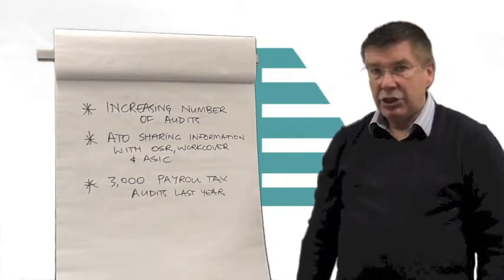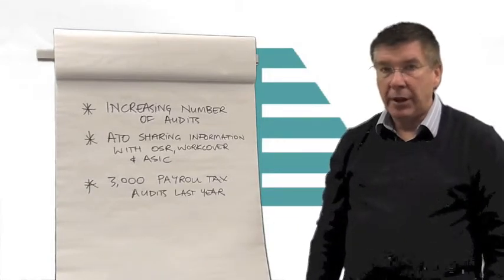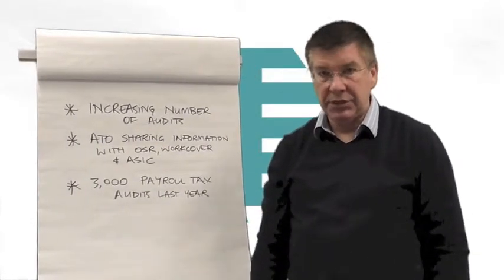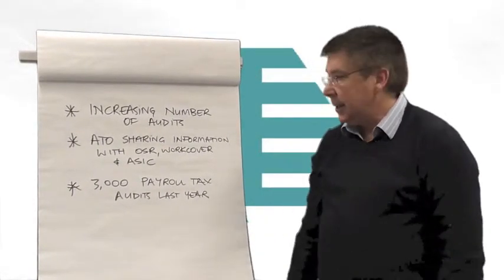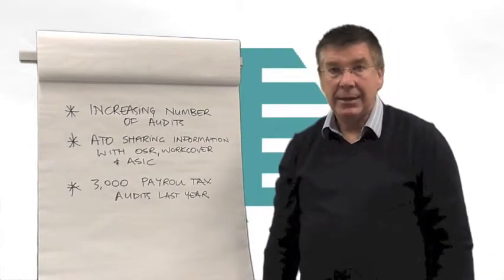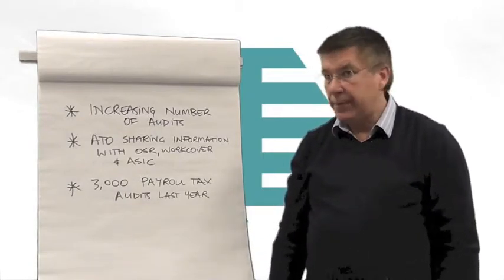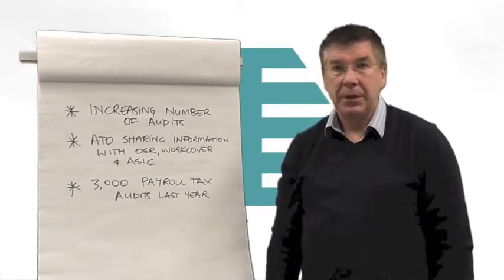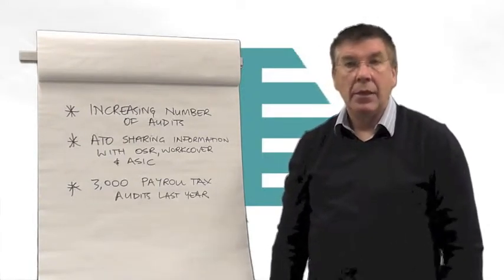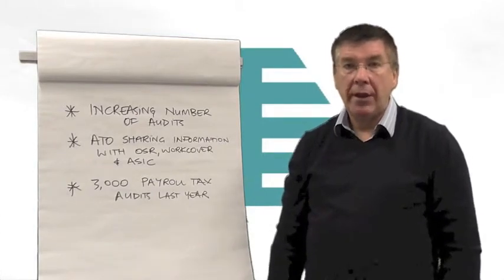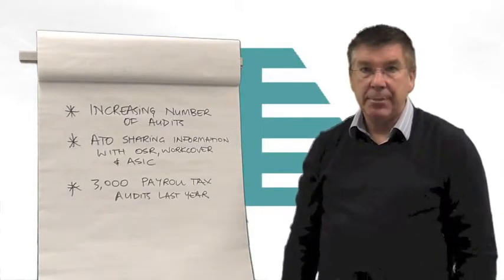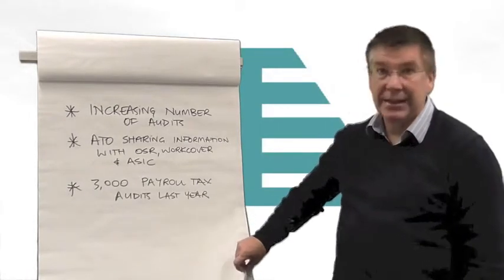The ATO are now sharing their information through upgrade of their computers. They've spent over $500 million on upgrading their computers over the past 2 years. And they're sharing that information with the Office of State Revenue, ASIC and WorkCover. So from that information they will decide what particular companies, businesses, whether they be trusts, partnerships, sole traders, they want to audit from a payroll tax perspective. Last year there were over 3,000 payroll tax audits that were conducted.